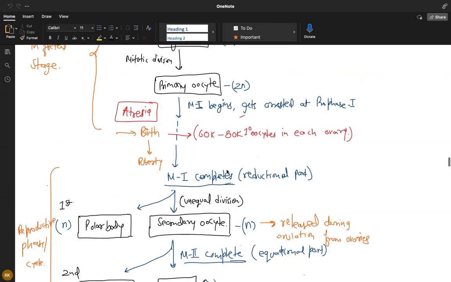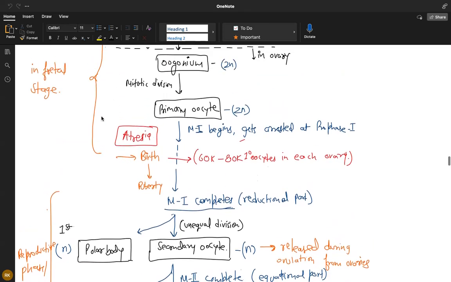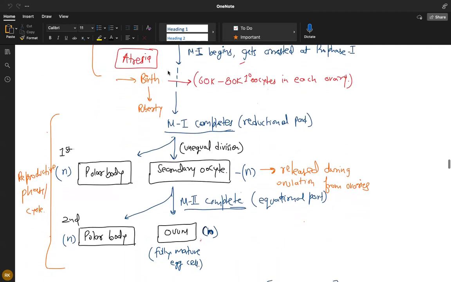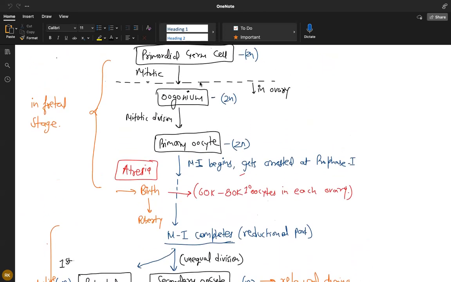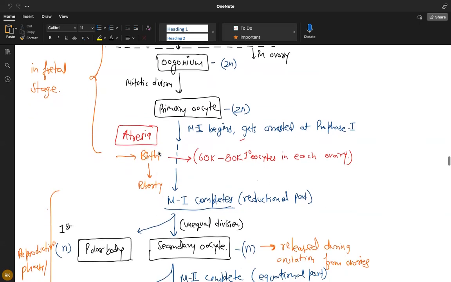So the one difference in oogenesis is that there's a phase called atresia which comes, and oogenesis stops completely, gets arrested at birth. From birth to puberty, nothing happens, these cells are just sitting there and dying. But there are so many to begin with, around millions of them. Even if you keep killing them for 12 years, you will still end up having 60 to 80,000 cells per ovary in females when they reach puberty.